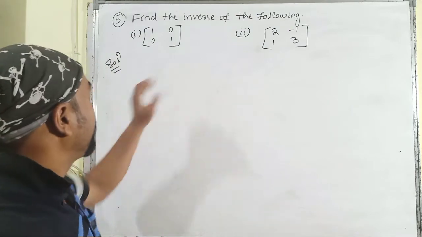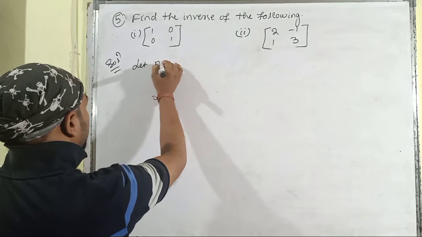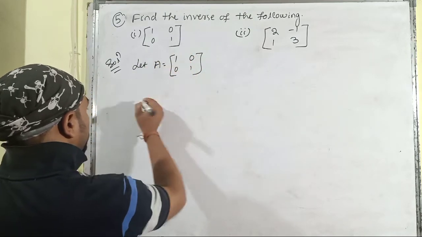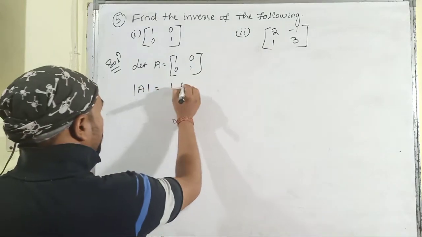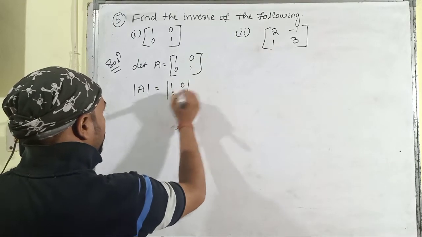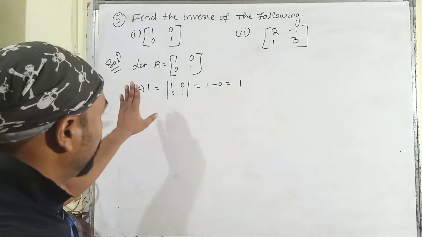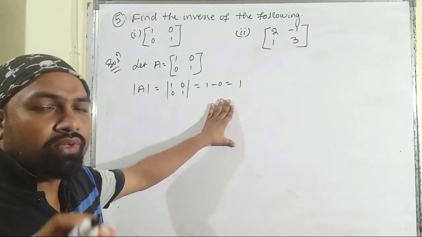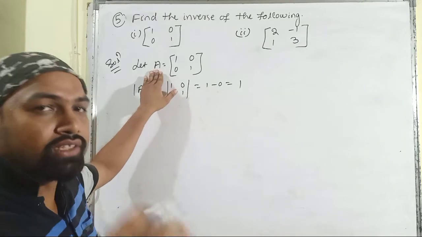So here is problem number 5 of exercise 5B. First of all, consider this given matrix as A: 1 0 0 1. Then we have to find the determinant of the given matrix, that means the determinant of 1 0 0 1. It is 1 minus 0, that is 1. From here, if the determinant of the given matrix is not equal to 0, then you must be clear that the inverse of the given matrix A exists.